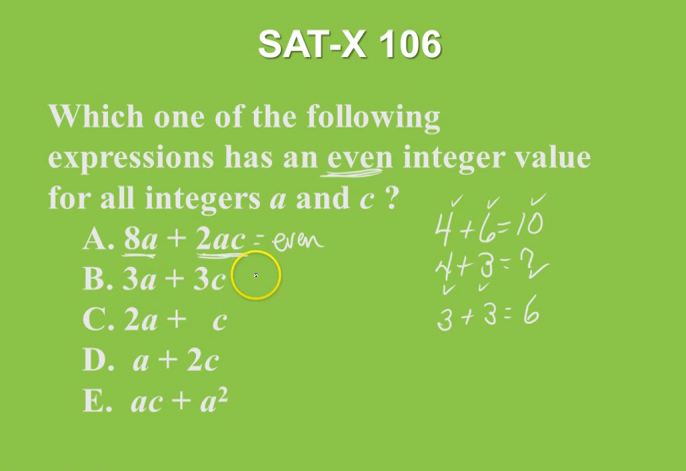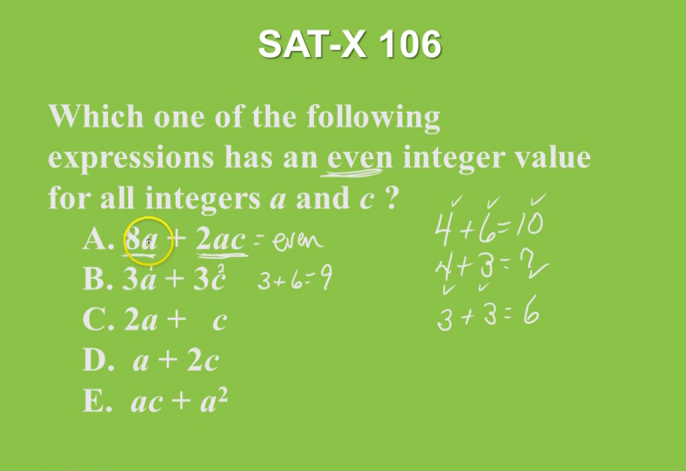But on the second one, if a is, for example, 1, you'd have 3 plus, and then if c is 2, 3 times 2 is 6, and that gives you an odd. And you can just go down the list and see that you could get an even and an odd and get an odd answer on the rest of them.